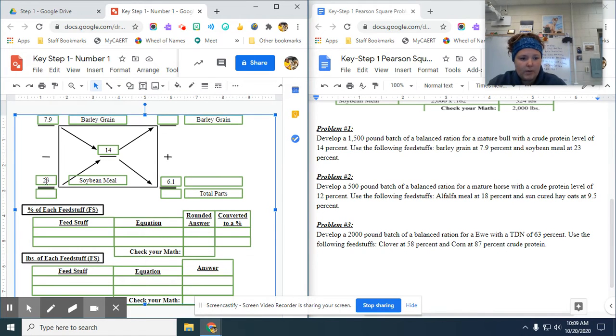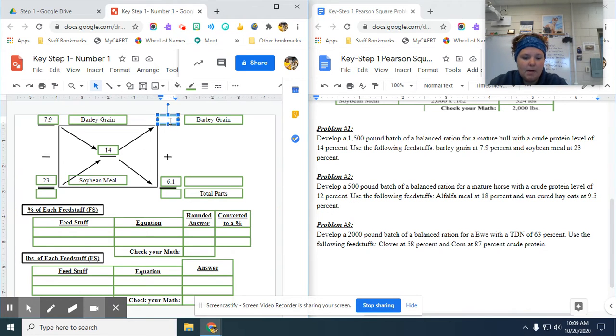And then doing the other way, so we got 23 minus 14. Again, always big number minus small number. That's going to be a 9. So we got 9 for barley grain. Remember, the labels follow across the top or bottom of the square. They don't follow the arrows. And for soybean meal, we have 6.1.